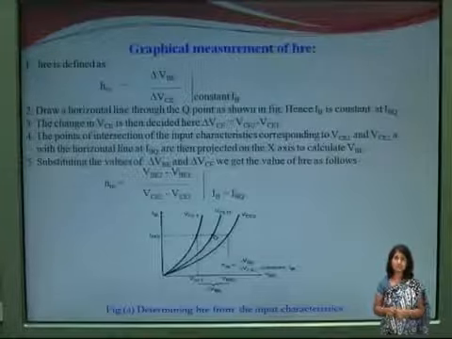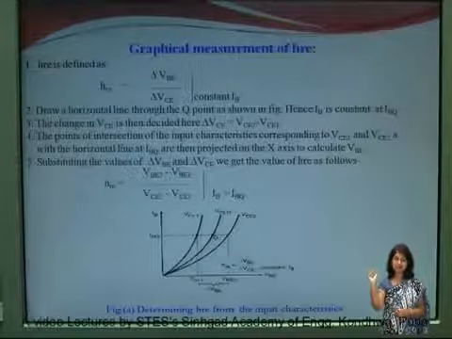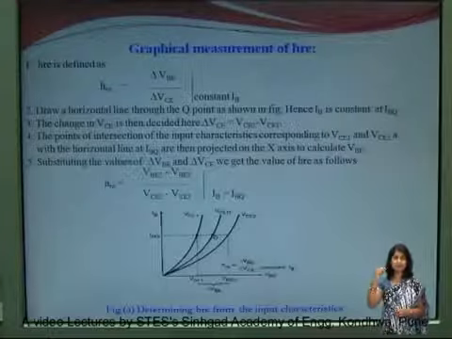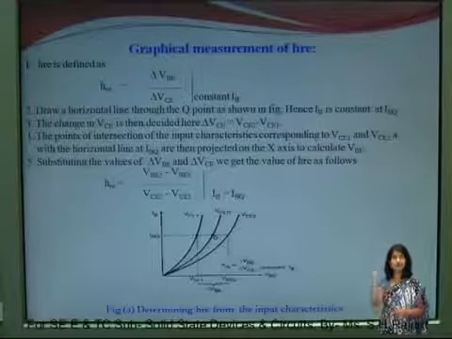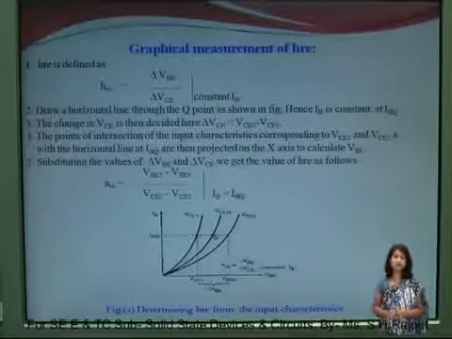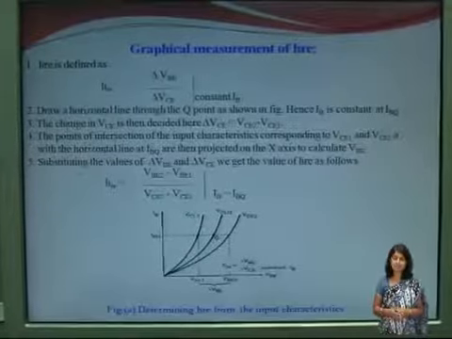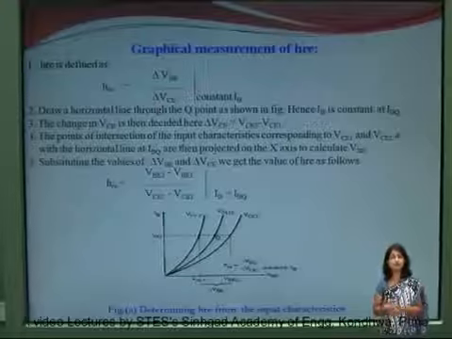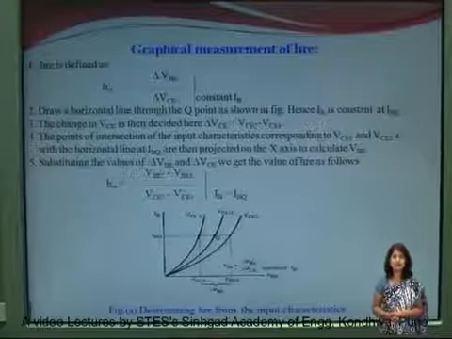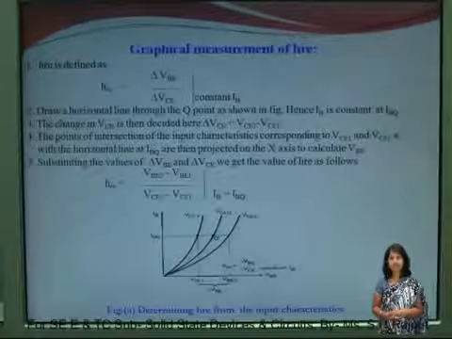Now the points of intersection of this line with the input characteristics curves will give us two values, VCE2 and VCE1. Now if we draw two lines which intersect the x-axis, that will give us another two values, called VBE2 and VBE1.